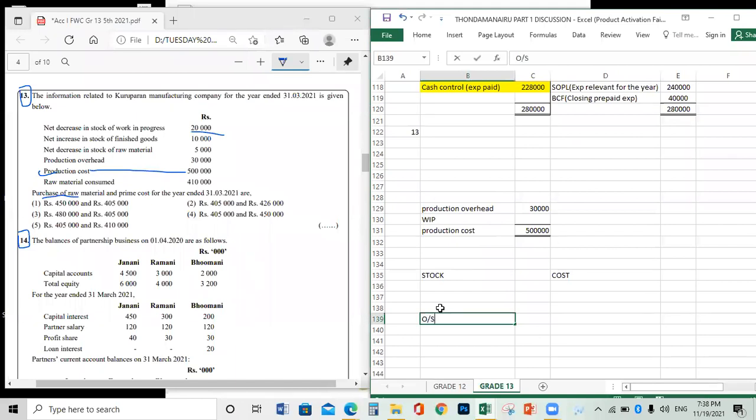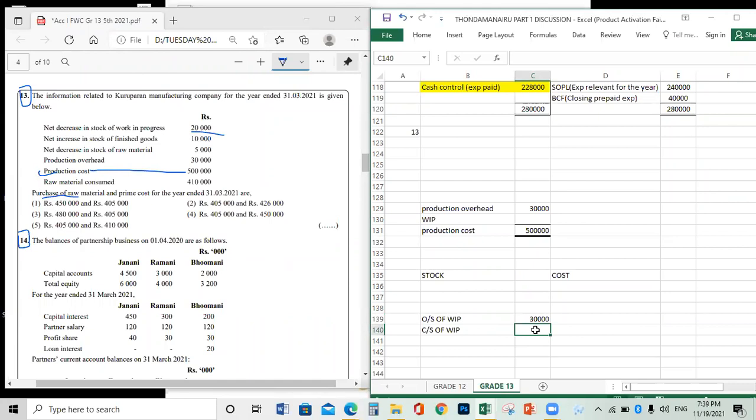You first of all take the opening stock of work in progress. You deduct the closing stock of work in progress. This is how you find the change. Now they say you have to have a decrease by 20. So I'm just taking some values. If you take opening stock as 30,000, if it has to be a decrease in work in progress by 20,000, how much should your closing stock be?